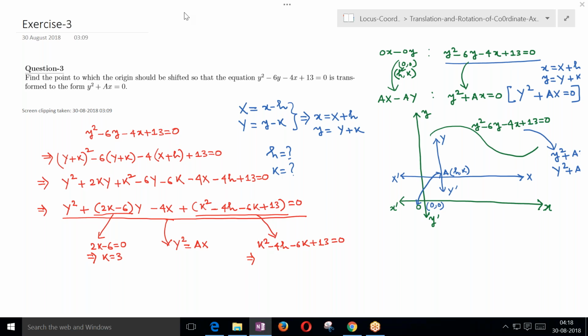Correct. y square equal to minus x. That means y square equal to x. Oh, I'm sorry, you're correct. Yeah, I made a mistake here. Correct. So y square plus x equal to 0.